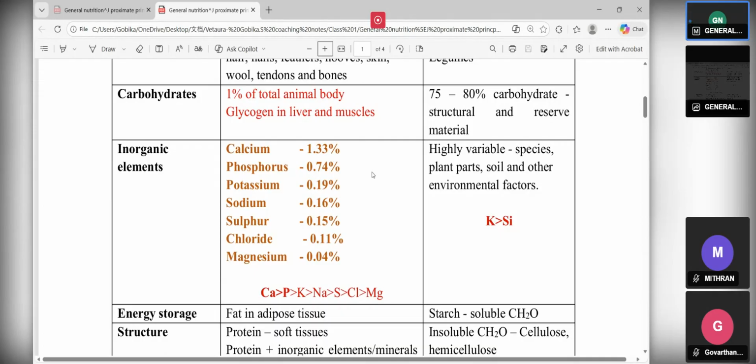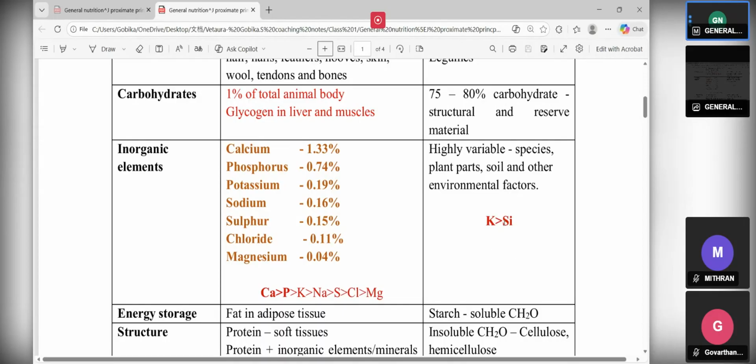Calcium 1.33%, phosphorus 0.74, followed by potassium 0.16, sodium 0.16, sulfur 0.15, chloride 0.11, and the least content is magnesium, that is 0.04%. Then you should also know the ascending order of the mineral composition present in the animal. This is most important. It is also previously asked in the topic of general nutrition.